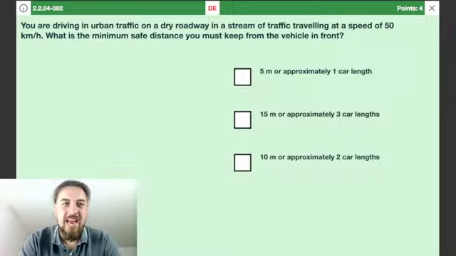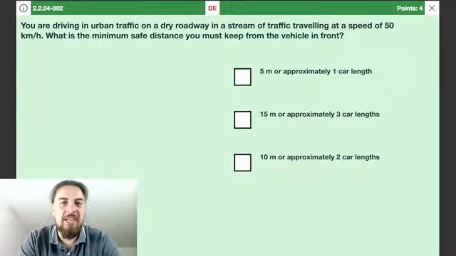Okay, and here we have the first question out of 30 for today. You are driving in urban traffic on a dry roadway in a stream of traffic traveling at a speed of 50 kilometers per hour. What is the minimum safe distance you must keep from the vehicle in front? 1 meter or approximately 1 car length, 50 meters or approximately 3 car lengths, 10 meters or approximately 2 car lengths. You know the answer?